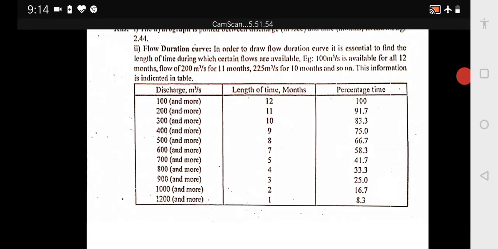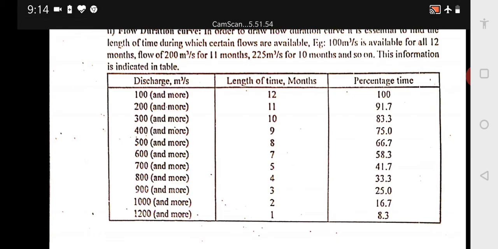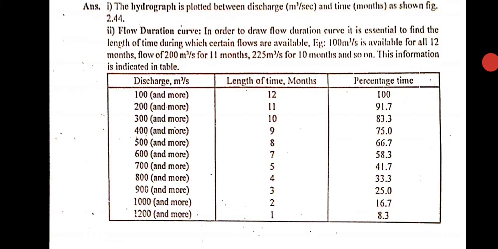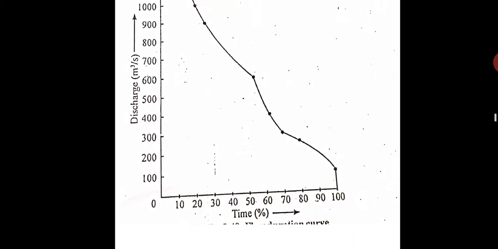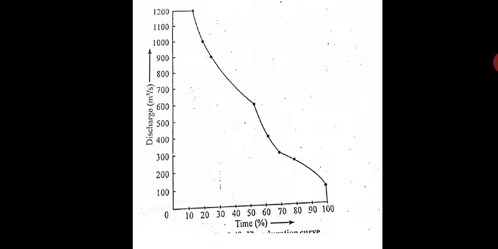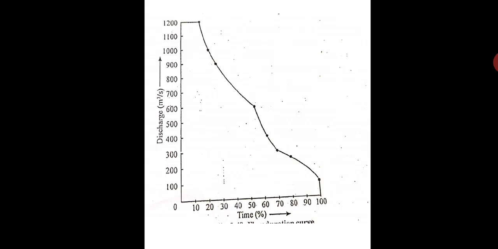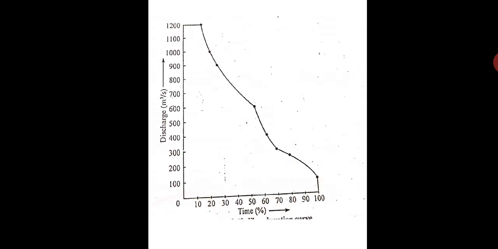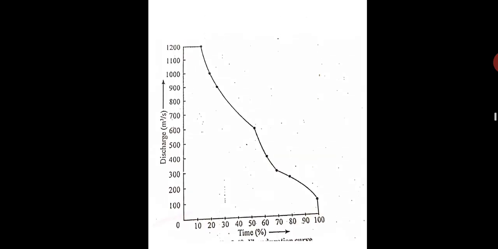Now you can see 100 meter cube per second discharge is for 100% of time. Suppose 500 is for 66% of time, and then 1000 is for 16.7. Same thing, this is plotted here. Now you can see 500 is for 67%. You can see the point here, 567. So we will plot all the points, discharges versus percentage time, and then these points will be joined with a smooth curve. So this will give the flow duration curve.